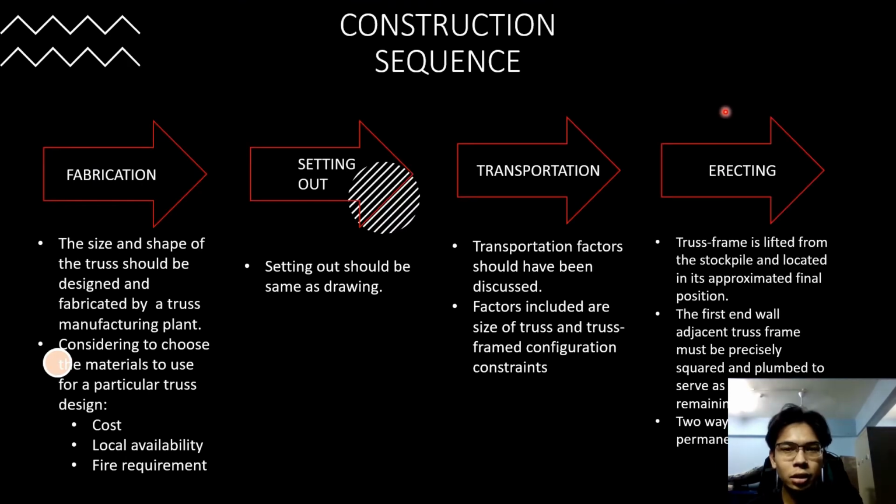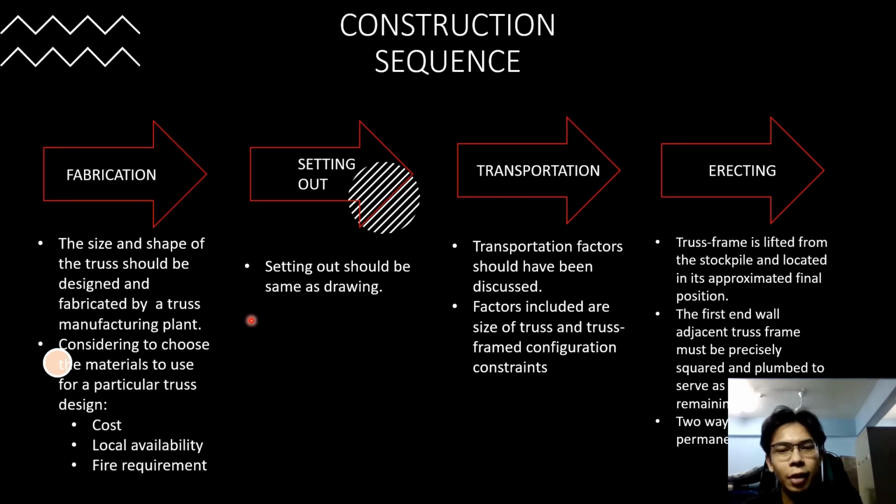Okay, next is the roof installation procedure. The construction sequence. First step, fabrication. The size and shape of the truss should be designed and fabricated by a truss manufacturing plant, considering the choice of materials to use for a particular truss design, such as cost, local availability, and fire requirements.